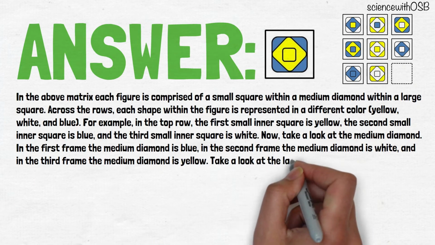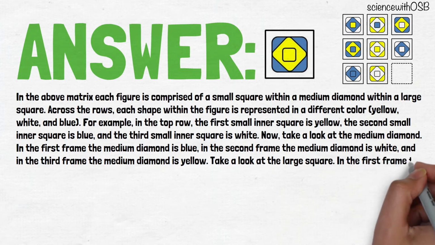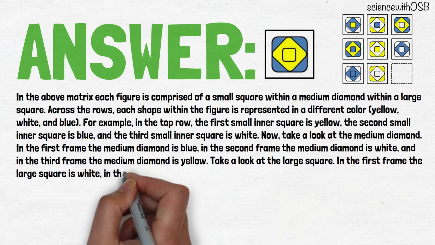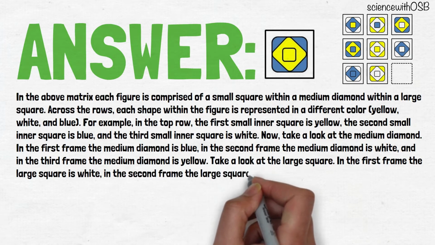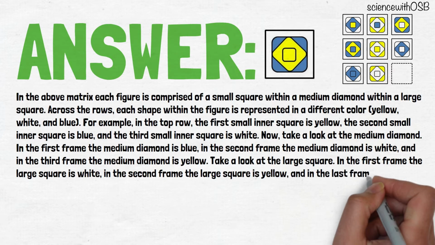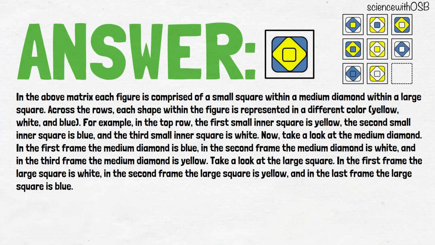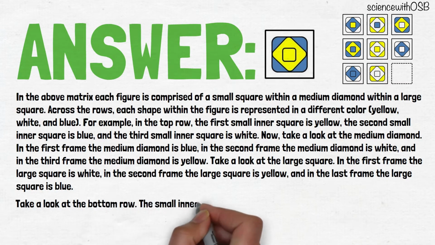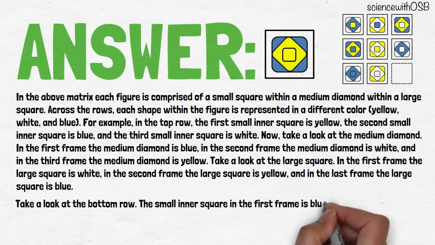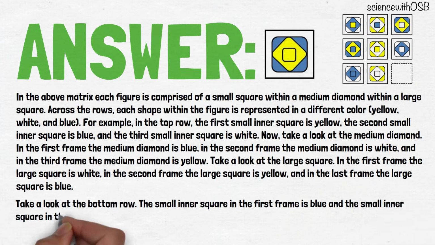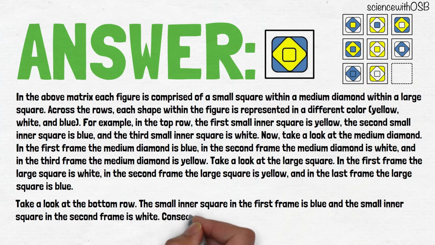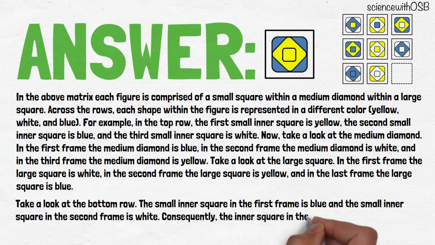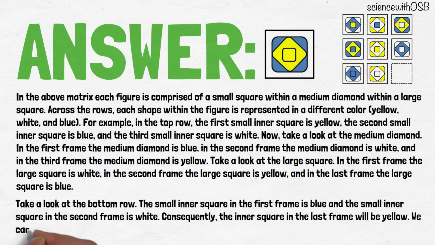Take a look at the large square. In the first frame, the large square is white, in the second frame, the large square is yellow, and in the last frame, the large square is blue. When you take a look at the bottom row, the smaller inner square in the first frame is blue and the smaller inner square in the second frame is white. Consequently, the inner square in the last frame will be yellow. Hence, we can eliminate the answer choices A and D.